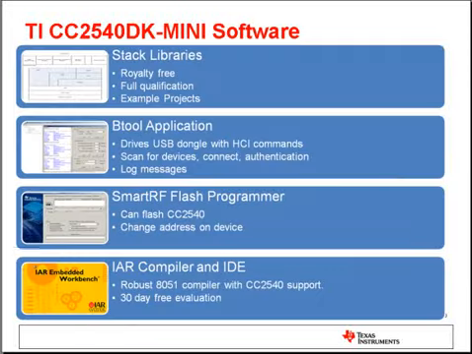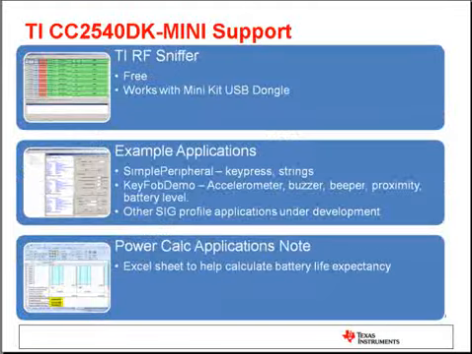Also included in the kit are our royalty-free, entire stack libraries, fully qualified, and a BTool application which drives the USB dongle with HCI commands, scans for devices, connects, authenticates, and logs messages. There is a SmartRF Flash Programmer which can flash the CC2540. Also included is an IAR compiler with a 30-day free evaluation. In addition, a TI RF sniffer is included for free, which works with the mini USB dongle. Sample applications for all the profiles that we just talked about are also included, as well as power calculation application notes.